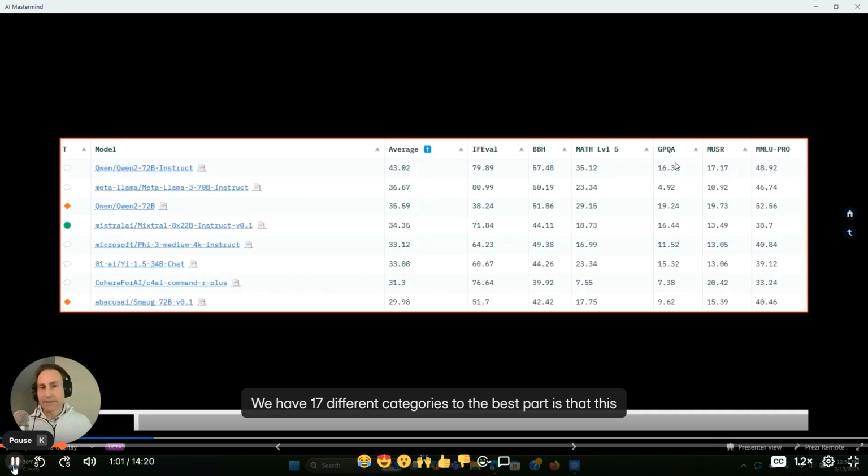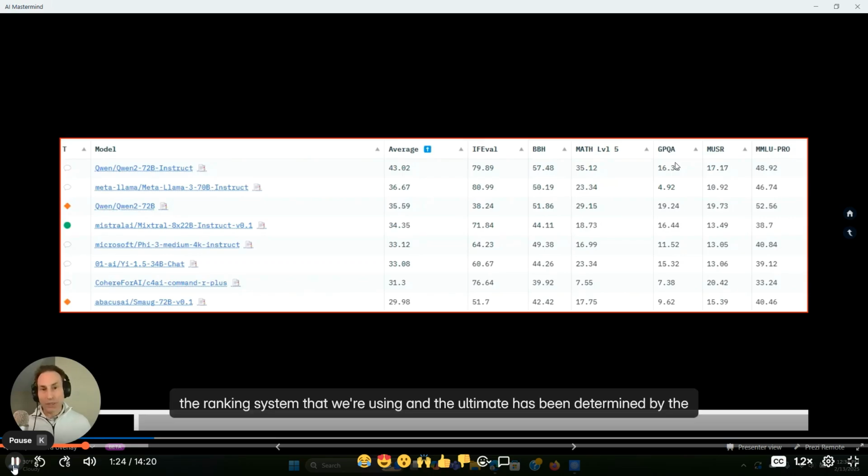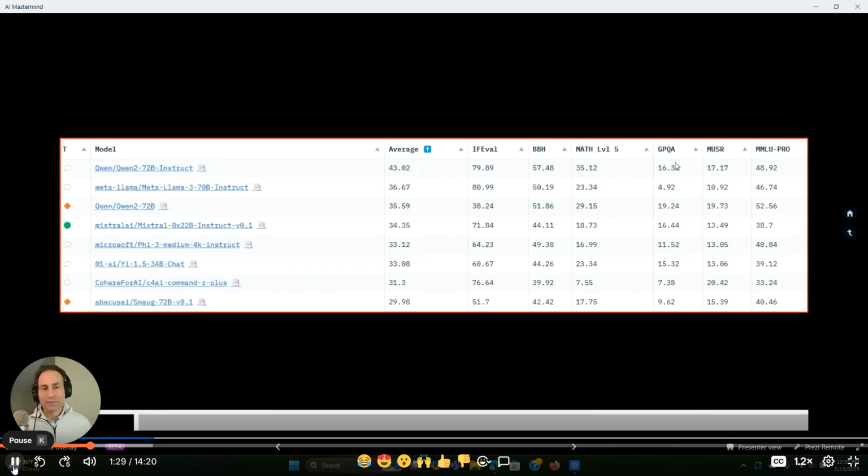Now, the best part is that this is not my opinion. The 7 large language models that I'm comparing, I surveyed all of them and asked them who they thought were the best in every one of these categories. Not only do we have a benchmarking system that's going to make sense for the average large language model user, the ranking system that we're using and the ultimate winner has been determined by the large language models that we're comparing. All right, so let's get into it.